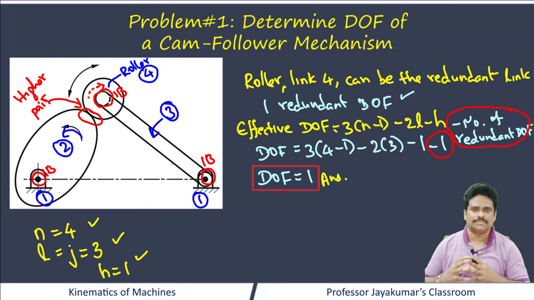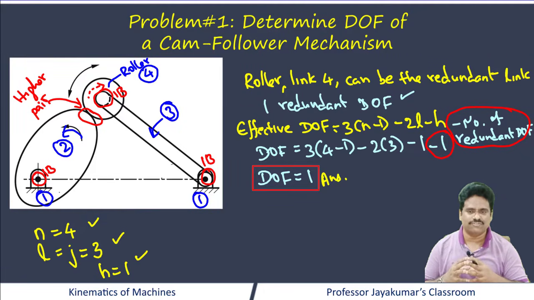Yes, that's the answer. Degrees of freedom 1 means one input motion is enough to produce constrained motion from this cam follower mechanism. That means if I couple a motor to a cam, that should be sufficient for us to get constrained motion of this cam follower mechanism.